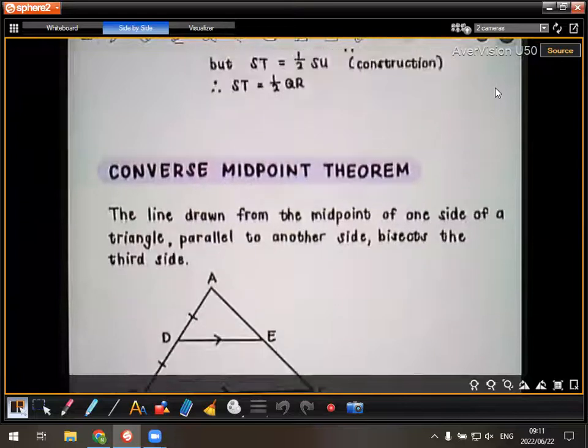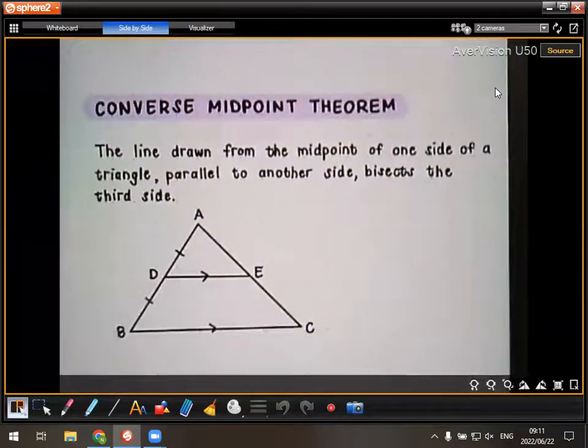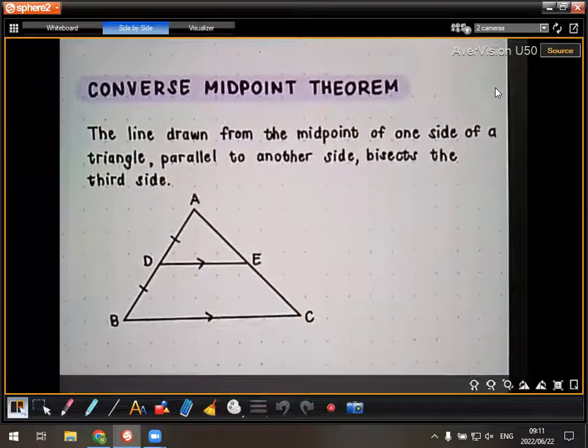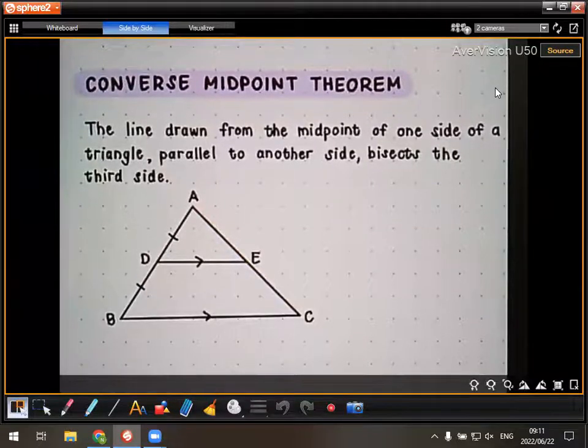Okay, guys, then I want you to copy that down. That is Converse midpoint theorem, the converse of the midpoint theorem. And then you can also draw that diagram. Remember we discussed yesterday what it means when you have the converse of a theorem. Basically, they are taking the original theorem and just reversing the conditions. So we are going to talk through this now. We'll just quickly copy it down.